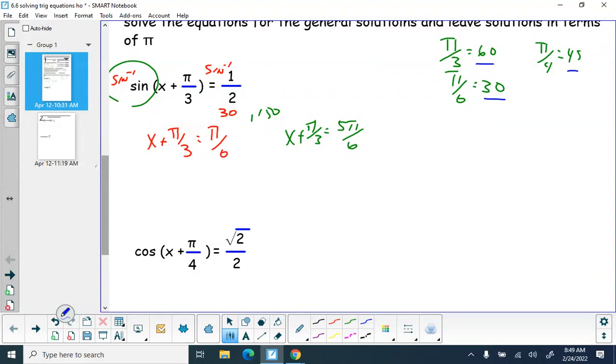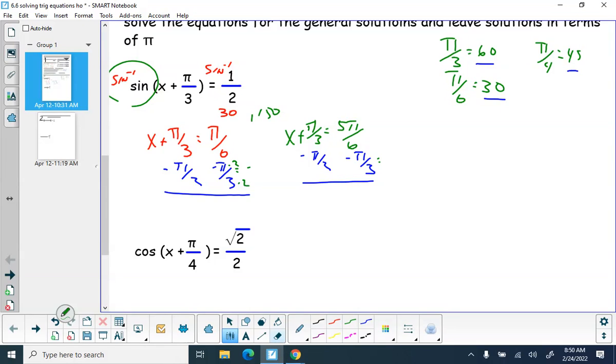In any case, to solve, we have to subtract our pi over 3 from both sides. I usually write that with a little bit of spacing in there. This will allow me to get my common denominator. I need to get 6 as my denominator. I got a 3 right now. So what do we need to multiply top and bottom by here? Justin? 2.